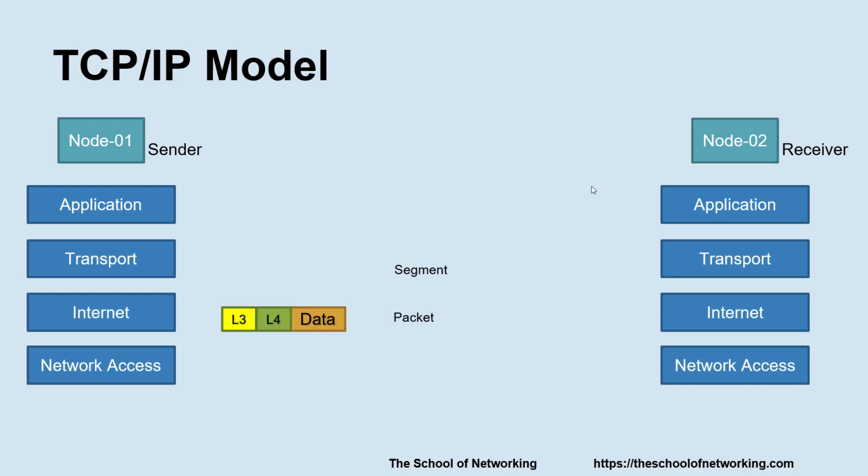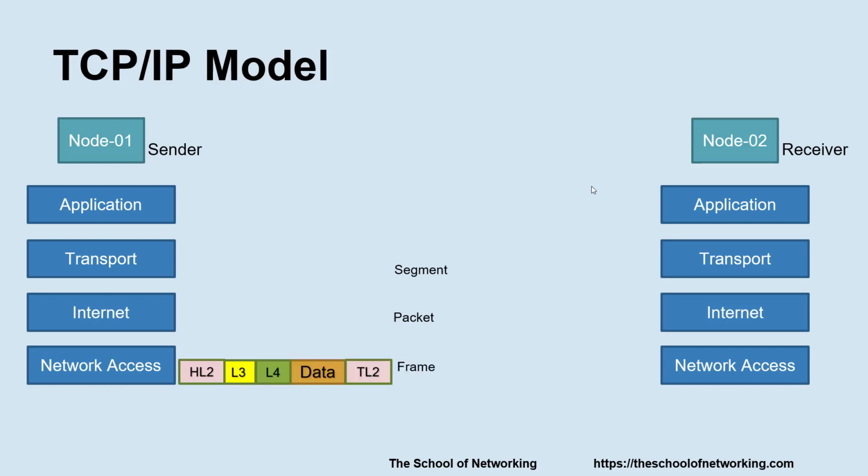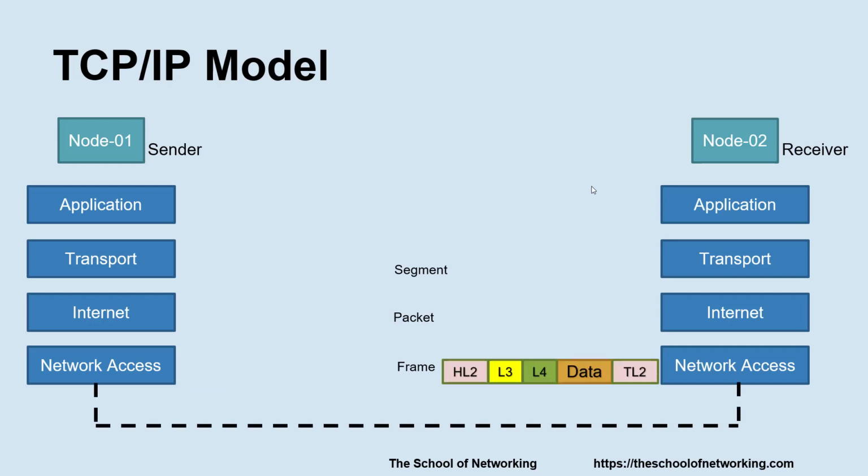Then this whole thing is moved to the internet layer. At the internet layer we add a layer 3 header, so it is referred to as a packet. Then it moves to the network access layer. At the network access layer, a header and trailer are added. This is referred to as a frame, and then it is transmitted over the wire.